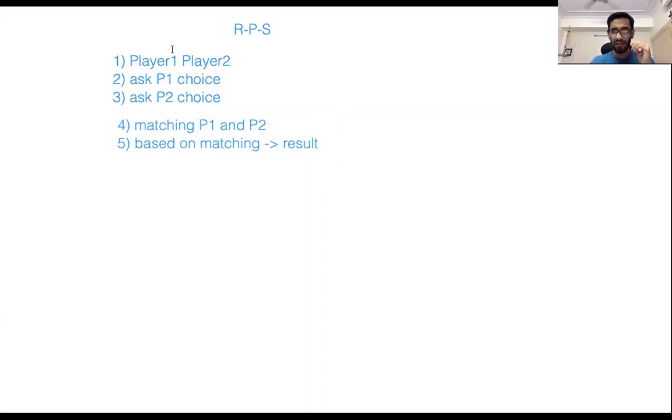So here now we have defined 5 key steps in order to come up with a solution for the rock paper scissors rule, right? So you have player 1 and player 2, you're asking player 1 for choice, you're asking player 2 for choice, and now you're matching player 1's and player 2's choices, and based on this matching you're giving out the result. But what about this step 4, right? Matching player 1 and player 2, right? So this seems to be slightly a complex piece, right? Because there's too much stuff.